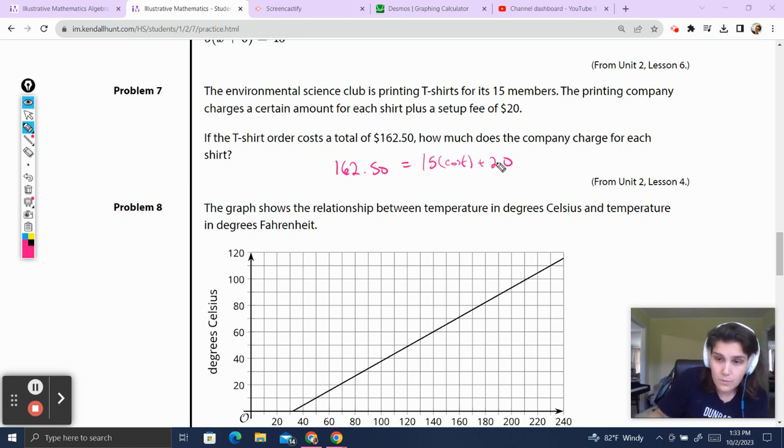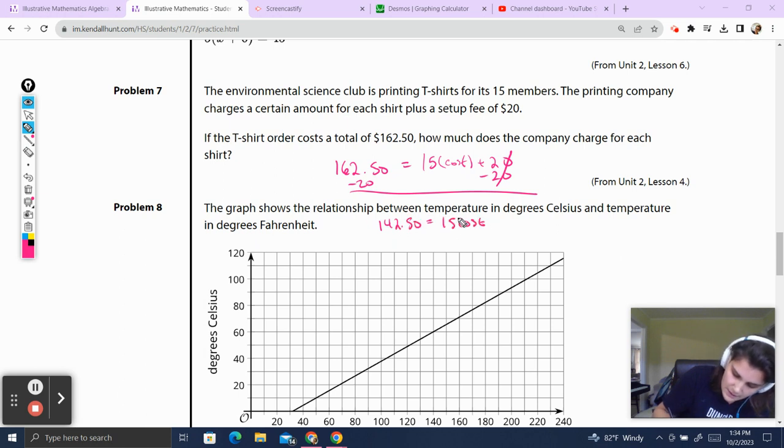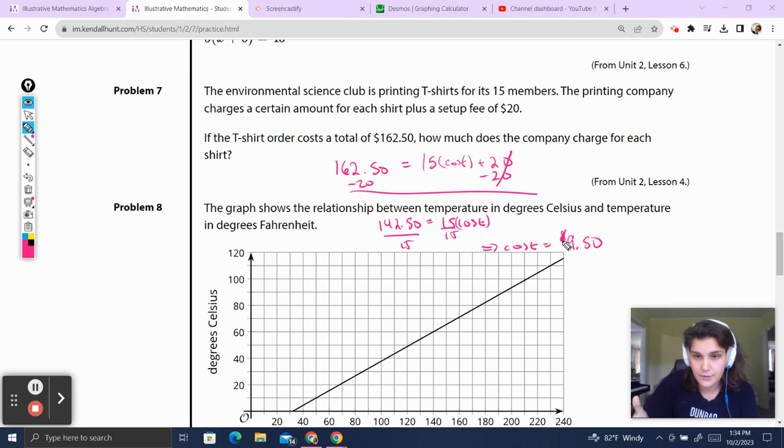So to solve, now once we have an equation, it's pretty easy to solve this. So I'm going to subtract 20 from both sides. And this is going to leave me, I'm going to jump below, 142.50 is equal to 15 times the cost. And I'm going to just divide both sides by 15, which is going to get me to the cost is equal to 142.50 divided by 15. I'm using my handy dandy calculator here, which gets me $9.50. So it is $9.50 per shirt per member of the Environmental Science Club.